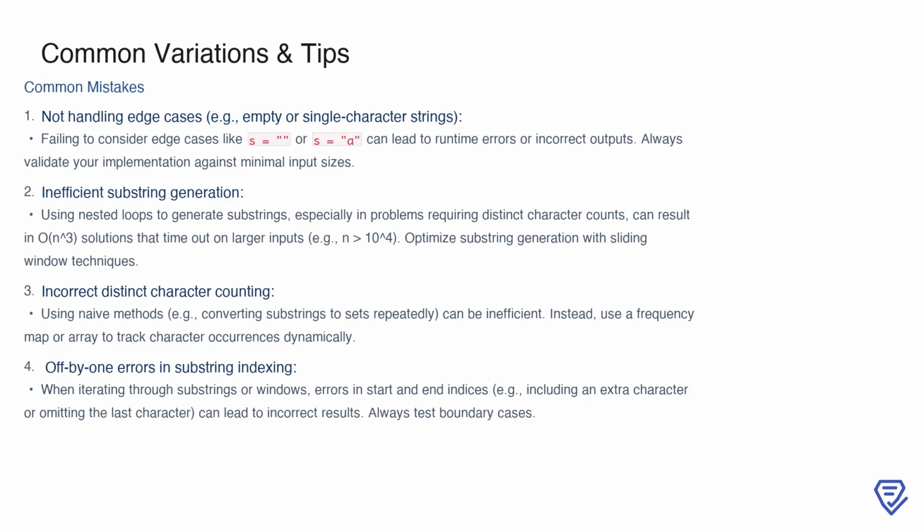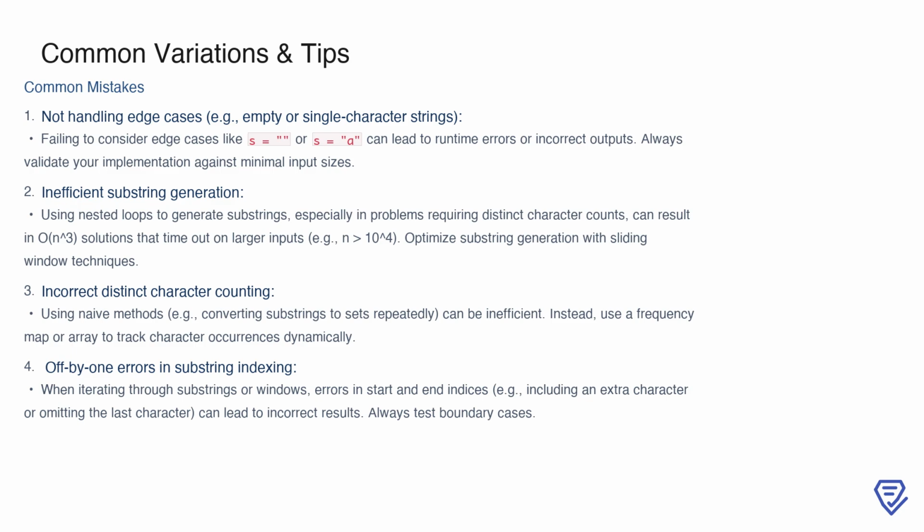Another mistake involves inefficient substring generation. Using nested loops to generate all possible substrings, especially when counting distinct characters, can result in solutions with O(n) cubed complexity. These approaches can quickly time out on larger inputs, so it's essential to use optimized techniques like the sliding window. Additionally, counting distinct characters inefficiently, such as repeatedly converting substrings to sets, can add unnecessary overhead. Instead, maintain a dynamic frequency map or array to track character counts efficiently.